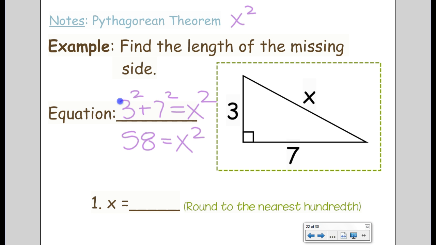58 equals x squared. Now wait a minute. I didn't ask you to find x squared. I asked you to find x. What is the opposite of squaring something? Square rooting. Remember that?